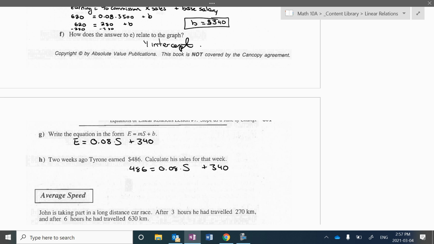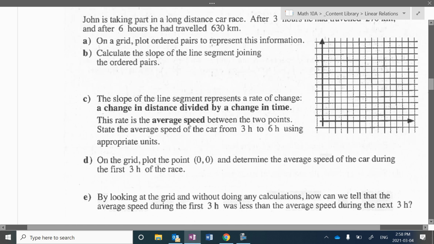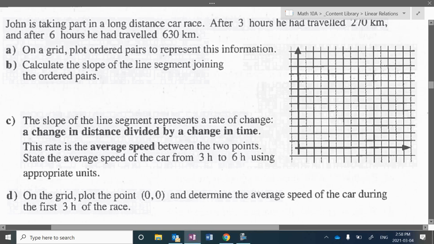The harder of these types of questions is what this last example is. When we're talking about average speed, similar to the very first warm-up question, it's getting a little bit more complicated. So let's look at this specific example. John's in a race.